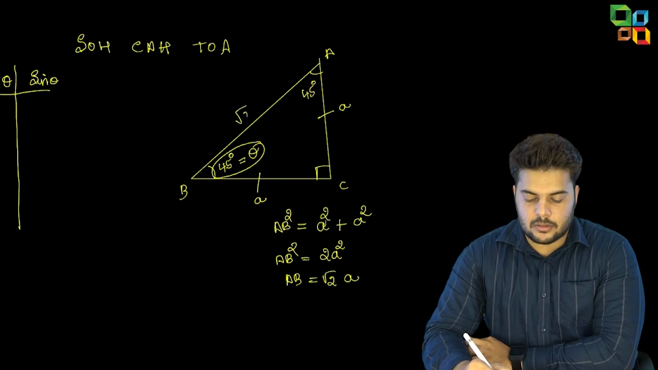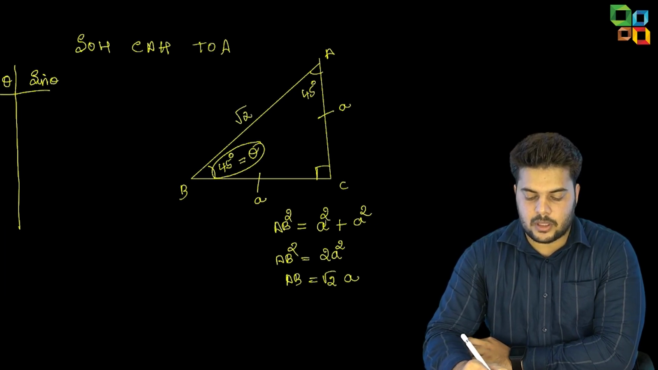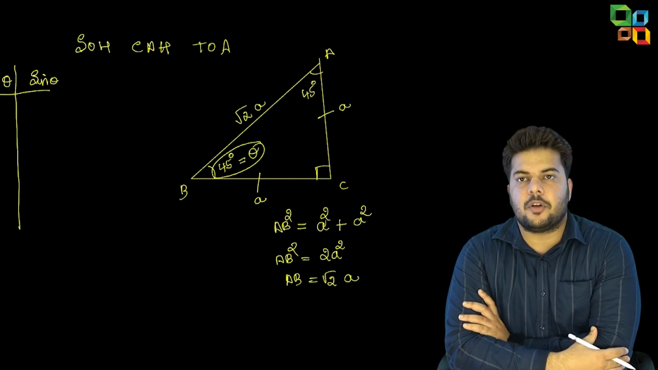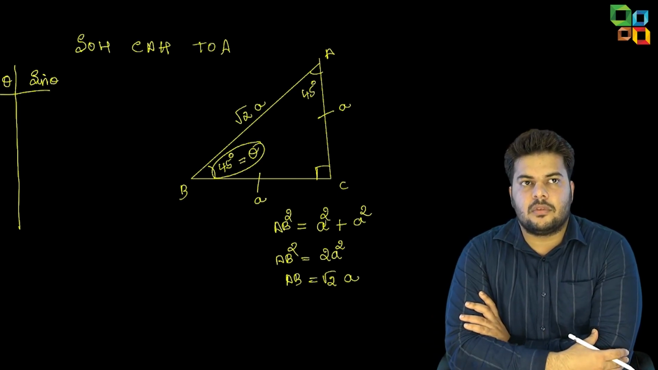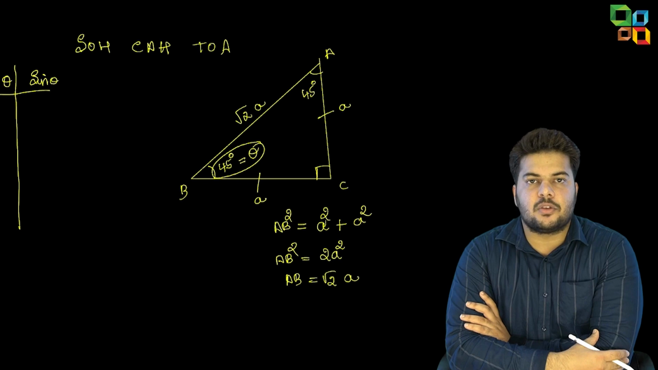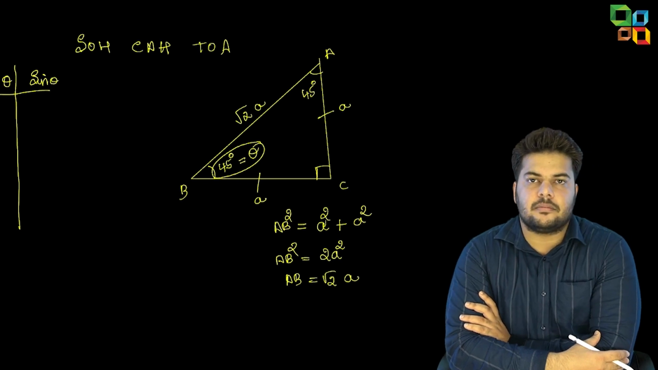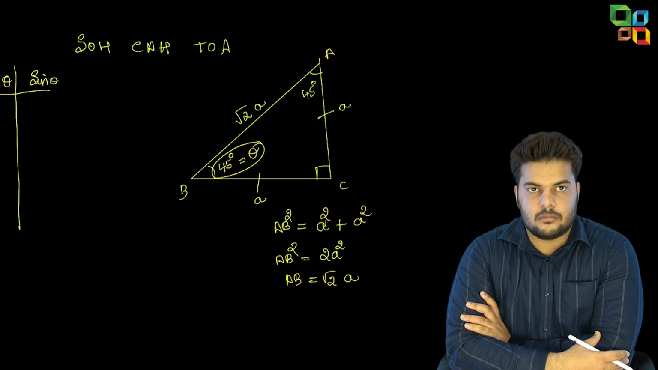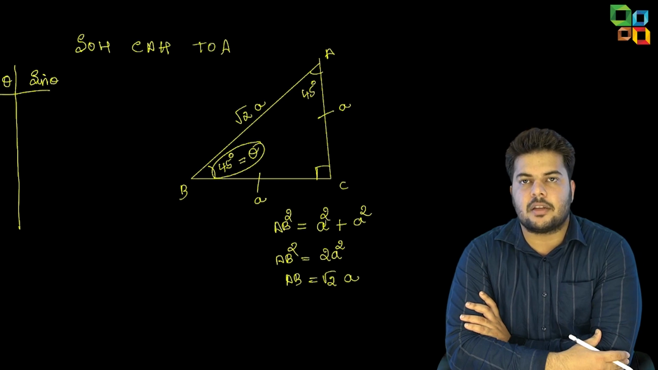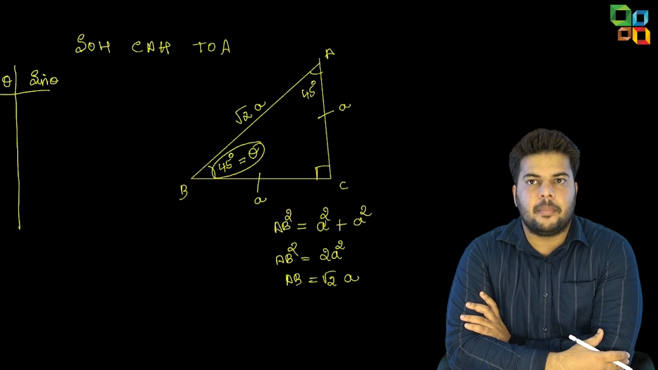So we write that now. In the 45, 45, 90 triangle, the hypotenuse length is root 2 times the side length. Whatever the side length is, if the side length is 10 centimeters, what would be the hypotenuse length, Sarvesh? Quickly.